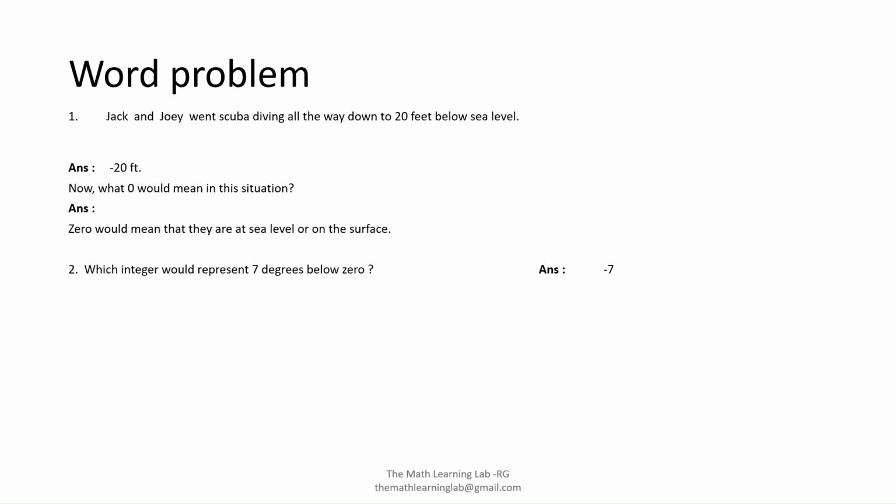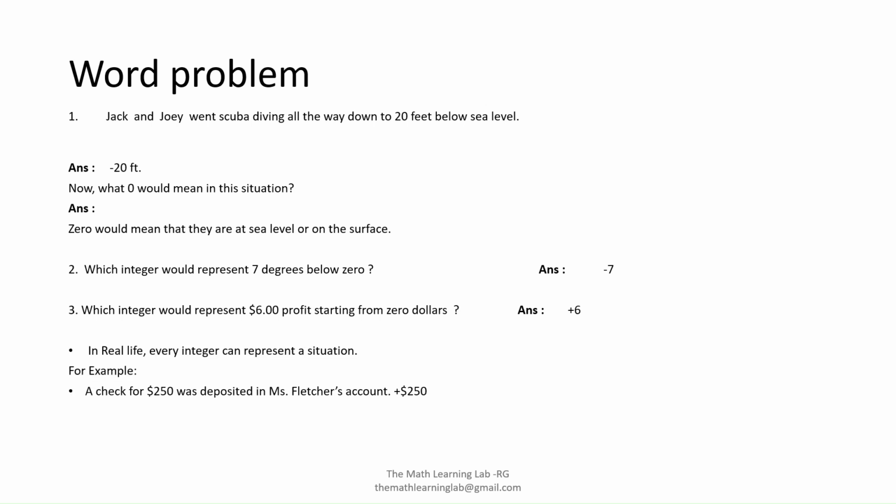Which integer would represent 7 degrees below 0? -7. Which integer would represent $6 profit starting from $0? Taking the reference from the keywords, since it's positive and it's a profit, it will be +6. In real life, every integer can represent a situation. Here are the various examples. Comment a few more examples.